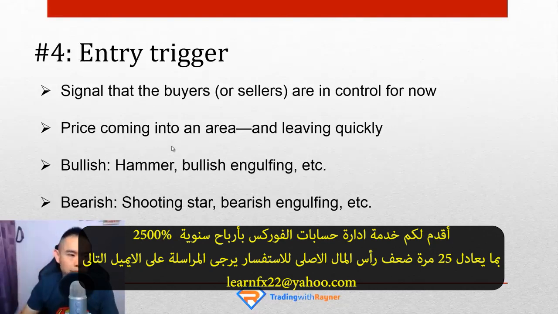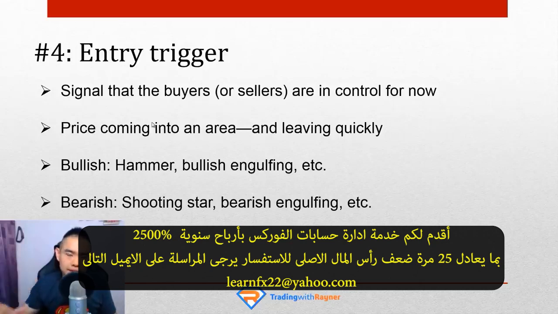Sounds good? So number 4, entry trigger. Once we have identified our trending market, the area of value, the stack area of value, the next thing we want is the entry trigger. What is the signal to tell us that it's time to enter the trade? One way to do it is to look for price rejection. So what is price rejection? It's a very simple concept.